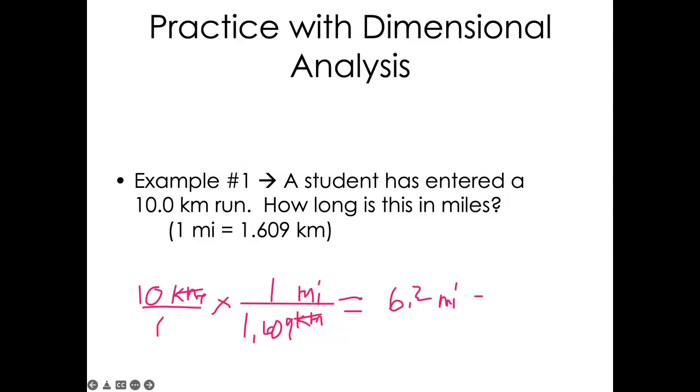And I'm going to have to round that because my measurement, I can go 6.22. I actually get 6.215. There are three significant figures in my measurement. And so I can keep my answer then to 3 significant figures.